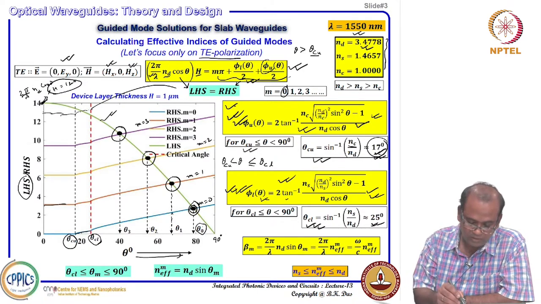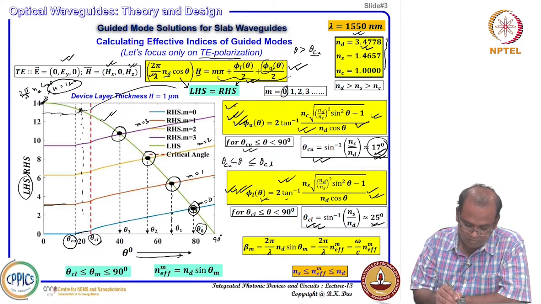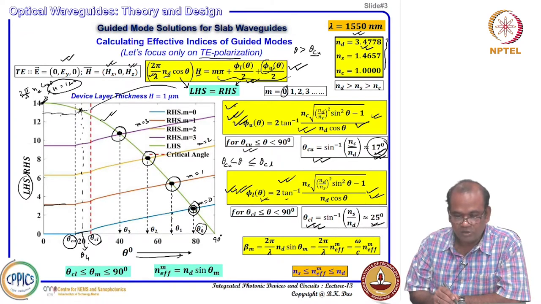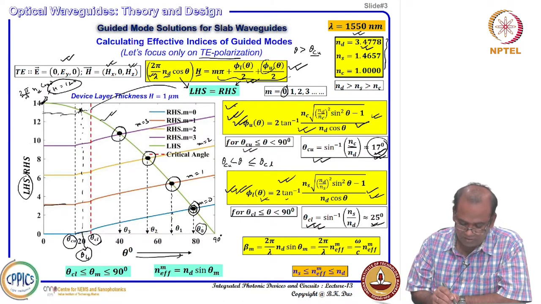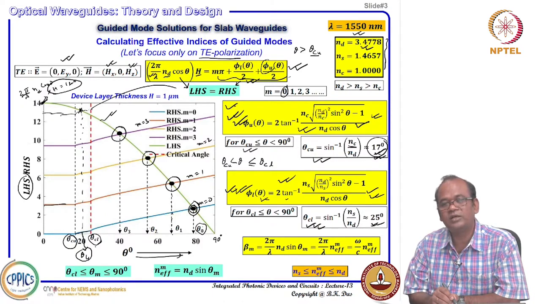What we see is that this solution, whatever theta 4 would be, is lower than theta c l. That means at that particular angle you would not see total internal reflection at the lower interface.